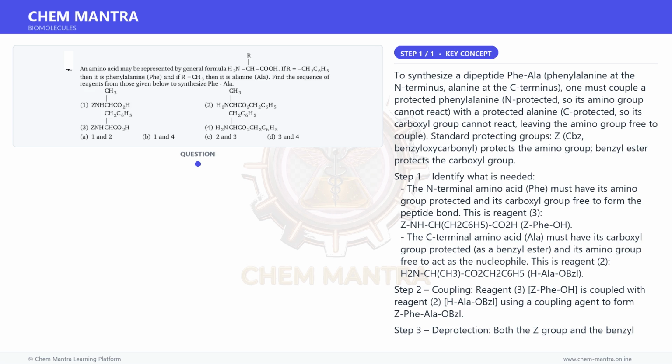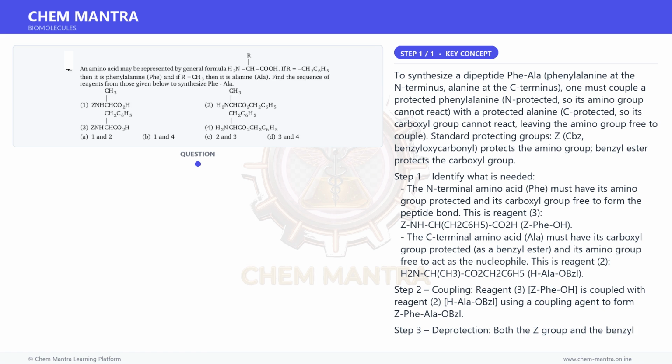To synthesize a dipeptide Phe-Ala, phenylalanine at the N-terminus, alanine at the C-terminus, one must couple a protected phenylalanine, N-protected, so its amino group cannot react, with a protected alanine, C-protected, so its carboxyl group cannot react, leaving the amino group free to couple. Standard protecting groups: Z, CBZ, benzyloxycarbonyl, protects the amino group; benzyl ester protects the carboxyl group.